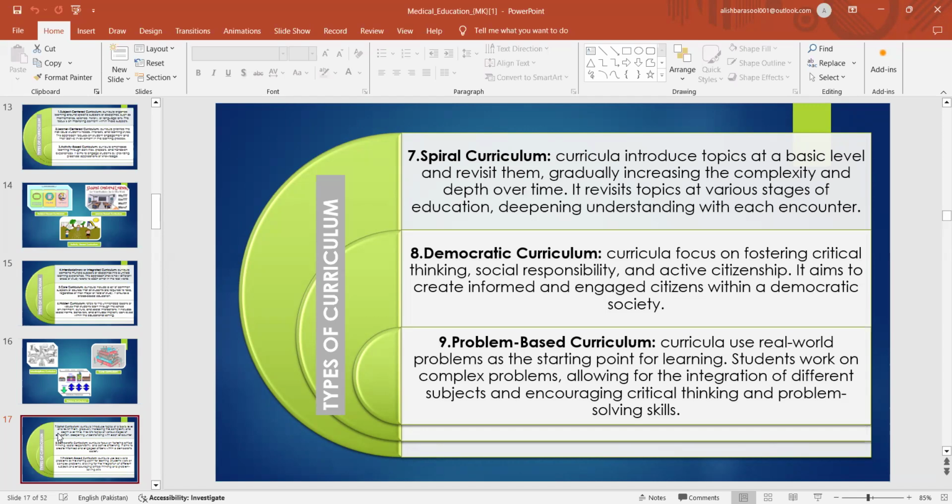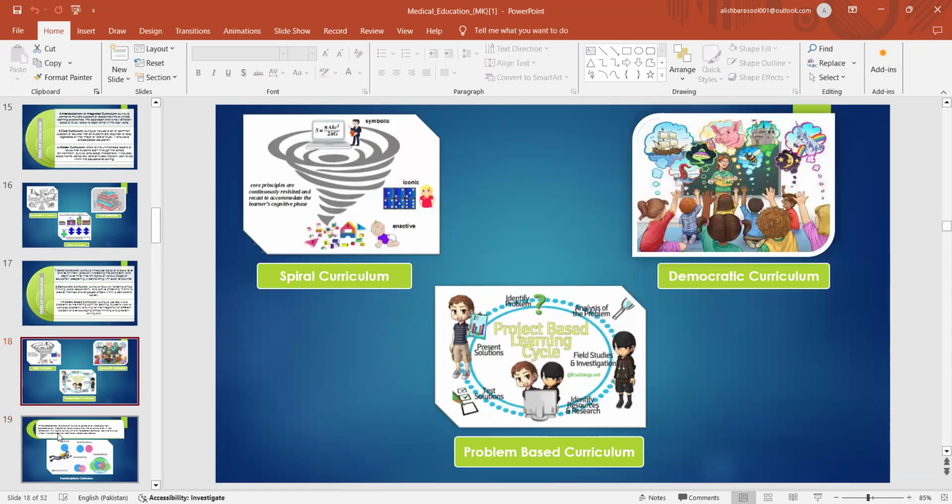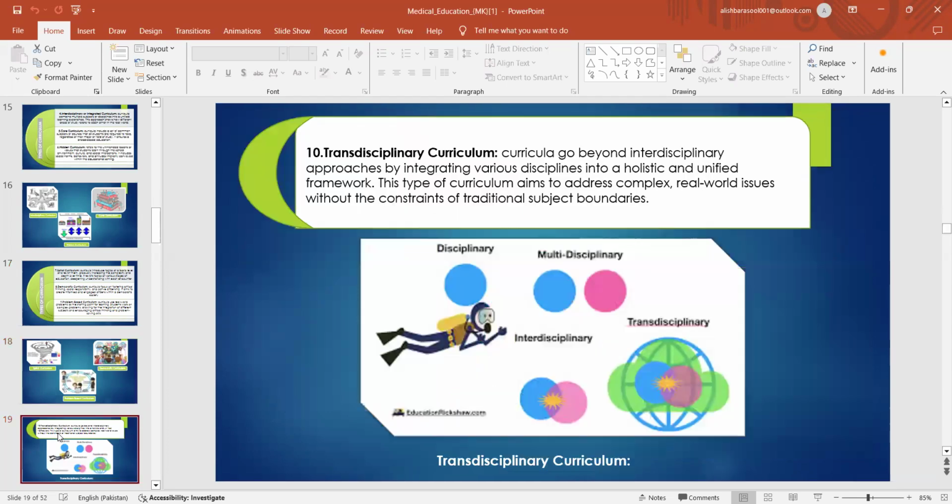Problem-based curricula use real-world problems as the starting point for learning. Students work on complex problems, allowing for the integration of different subjects and encouraging critical thinking and problem-solving skills. Transdisciplinary curricula go beyond interdisciplinary approaches by integrating various disciplines into a holistic and unified framework. This type of curriculum aims to address complex real-world issues without the constraints of traditional subject boundaries.